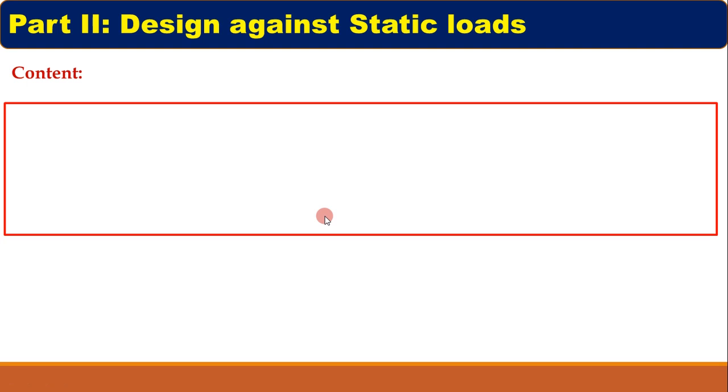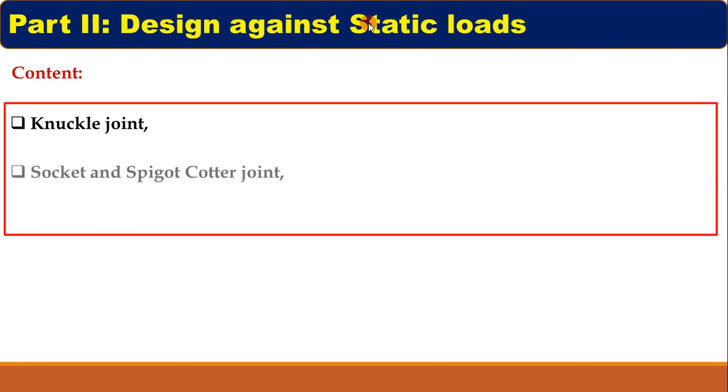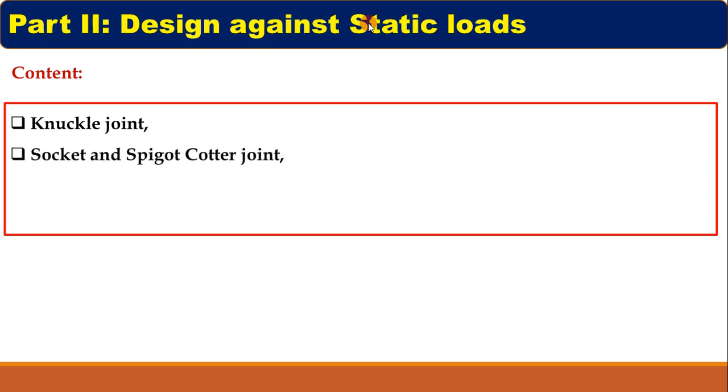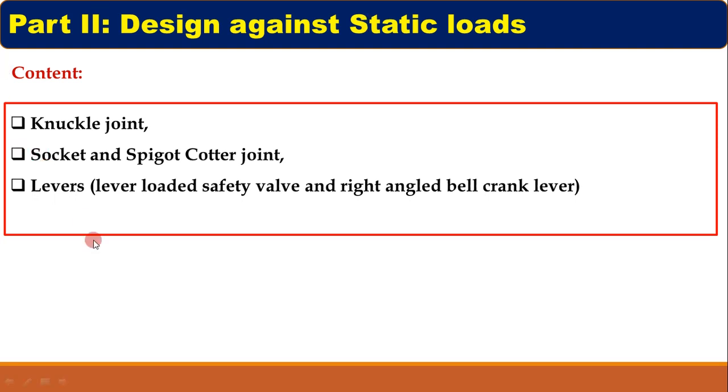Now let us first discuss the content of this part 2, that is design against static load. So the first article from this part 2 is knuckle joint, then socket and spigot cotter joint, and the third one is a lever. In this lever we are going to focus on a lever loaded safety valve and a right angled bell crank lever. And this part 2 consists of numerical treatment. That means we have to solve the numericals based on design of knuckle joint, design of socket and spigot cotter joint, and design of levers.